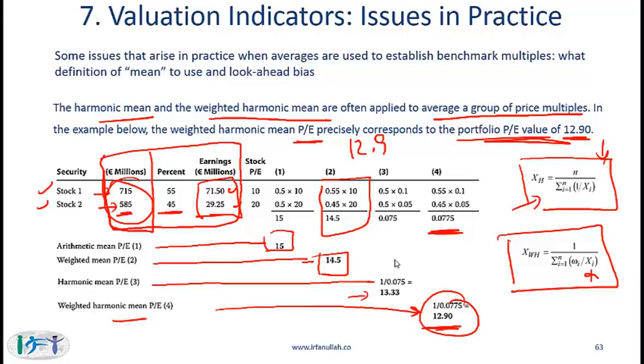Now, what does this mean in practice? In practice, if you are coming up with your benchmark PE and you have 10 stocks in your industry that you feel are comparable, then you take those 10 PEs and you take the harmonic mean of those 10 PEs, and the harmonic mean is probably an appropriate benchmark.